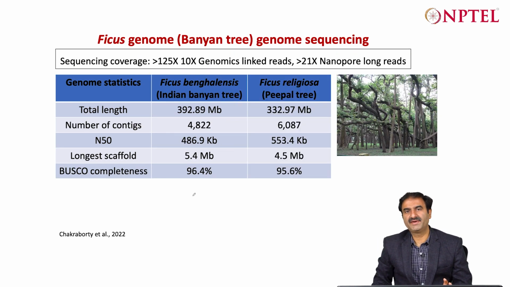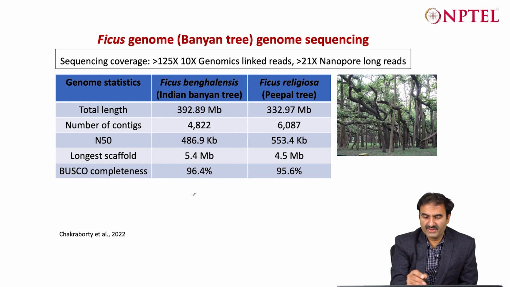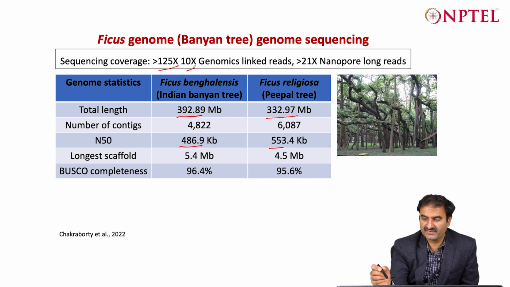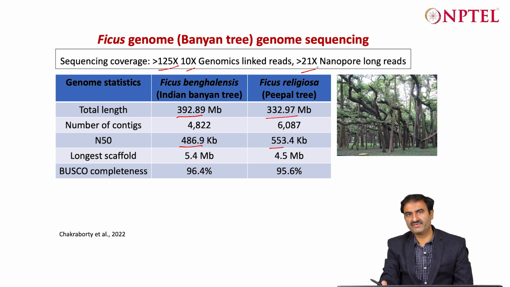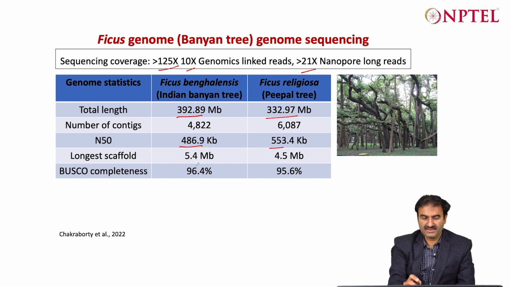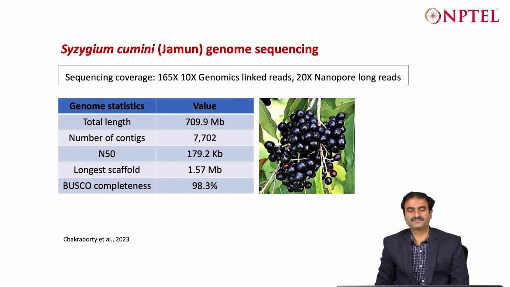In the case of the banyan tree, Ficus religiosa and Bengalensis, the genome sizes were similar, about 392 MB and 332 million base pairs, and the N50 achieved was 486 and 553 KB. The sequencing coverage for both was 125x of 10x and 21x of Nanopore, which is a good number, and that is why the N50 was also reasonable, 0.5 MB, and there was also good coverage of the genome in the BUSCO completeness.